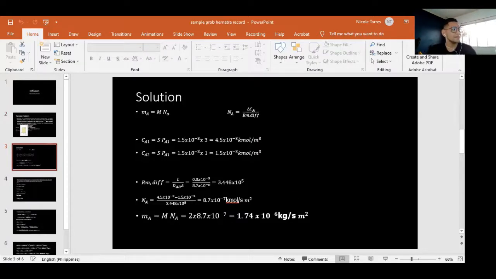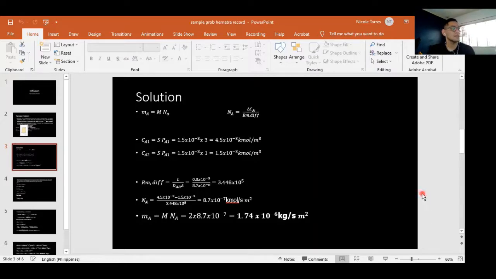So we have computed all the answers. Then we go back to the molar flux equation. So 4.5 times 10 raised to negative 3 minus 1.5 times 10 raised to negative 3 over our resistance of 3.448 times 10 raised to 5. And the answer would be 8.7 times 10 raised to negative 7 kilomole per second meter squared.